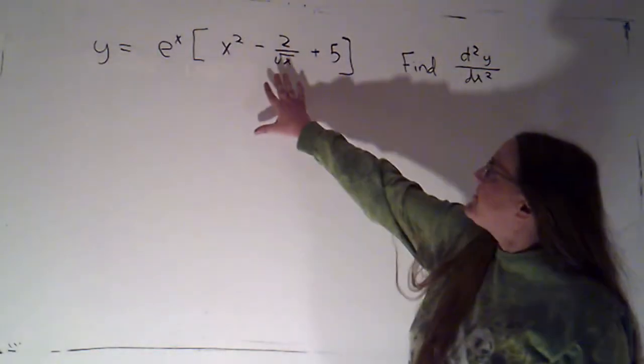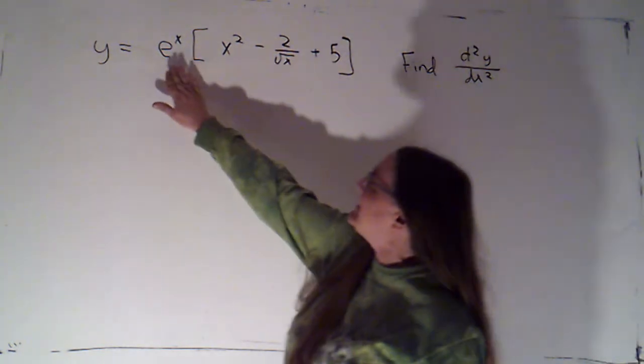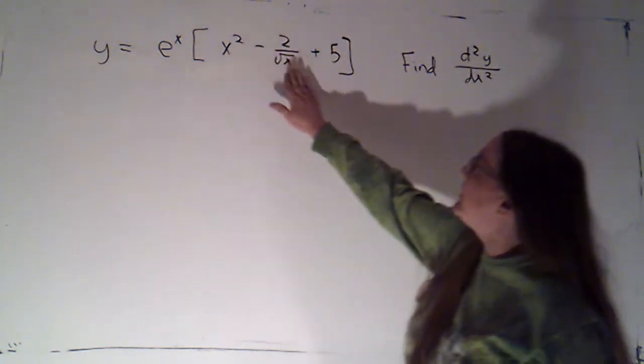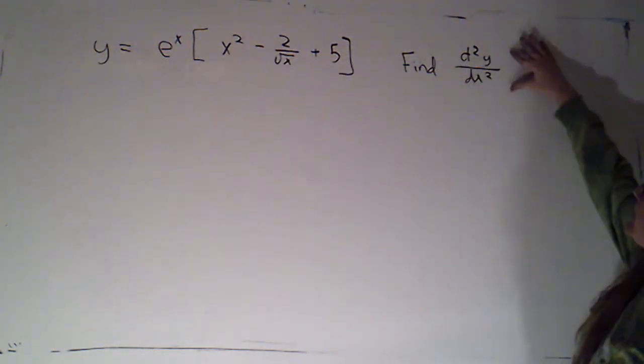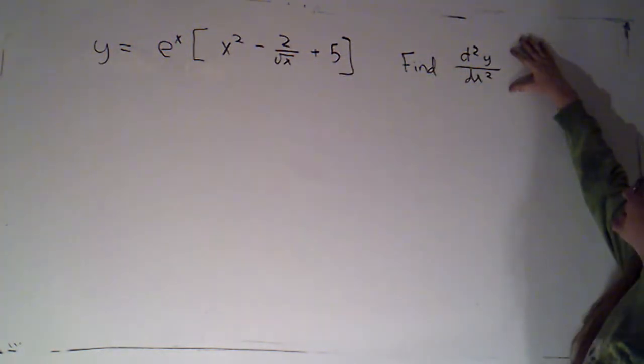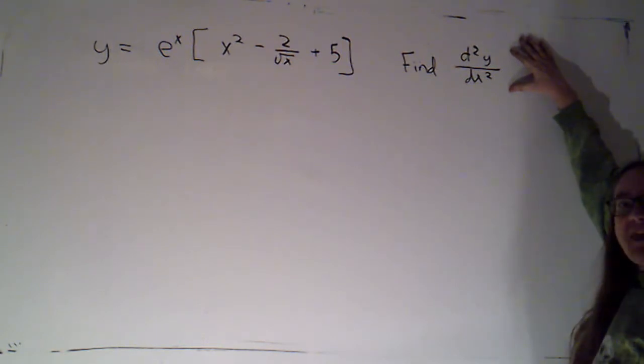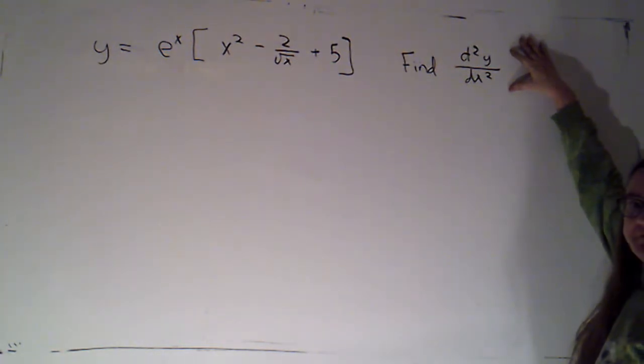All right, this problem is for you folks to try. We've got this problem up here on the board. y is e to the x times (x squared minus 2 over root x plus 5), and I'm asking you to find d squared y by dx squared. Remember, that means the second derivative.